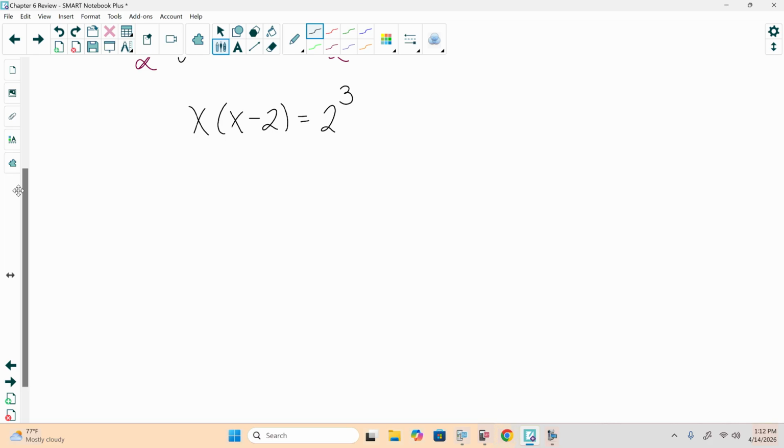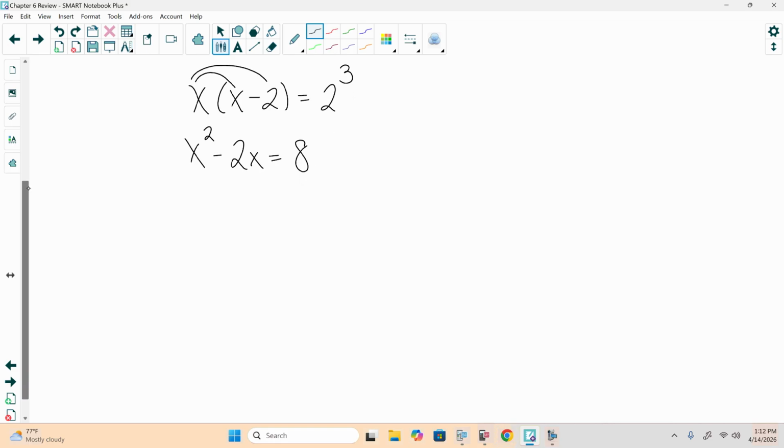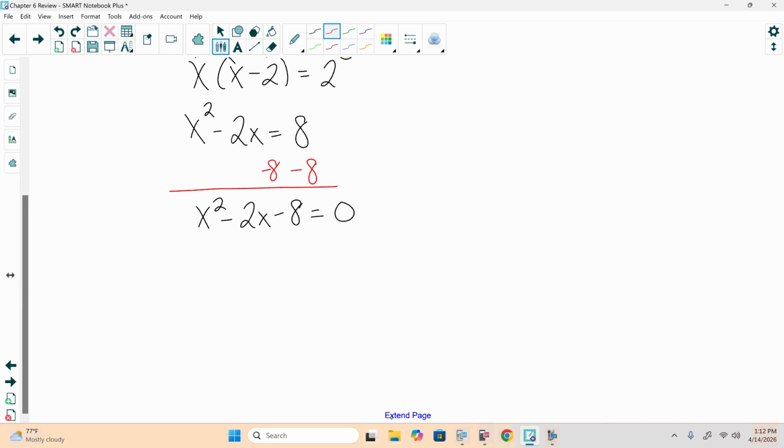Now we need to multiply. On the left-hand side, we're going to distribute: x times x is x squared, x times negative 2 is negative 2x, and 2 to the 3rd is 8. Now, because we do have an x squared term, and specifically we do have a middle term, unlike the last time, we will need to get this equation equal to 0. Telling me that x squared minus 2x minus 8 is 0.